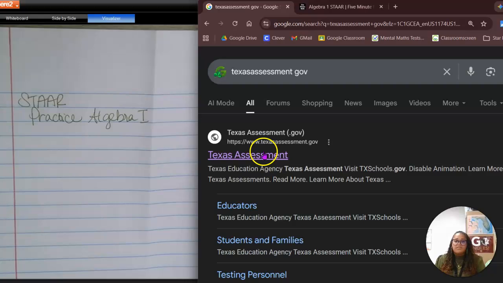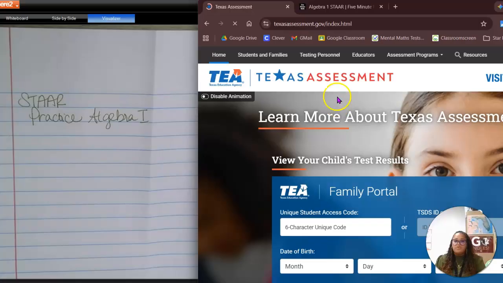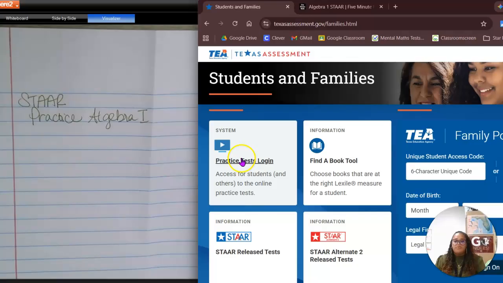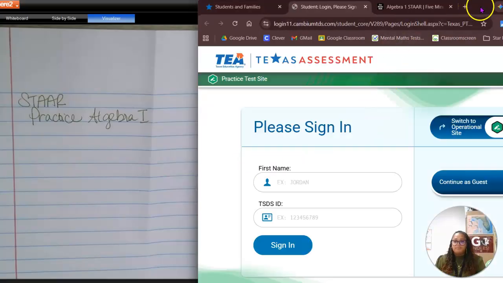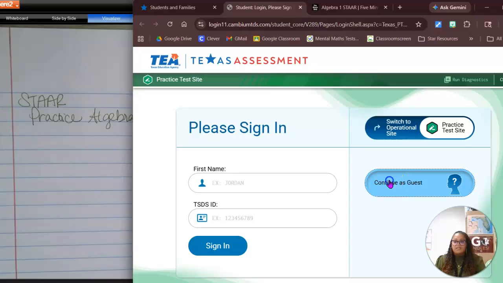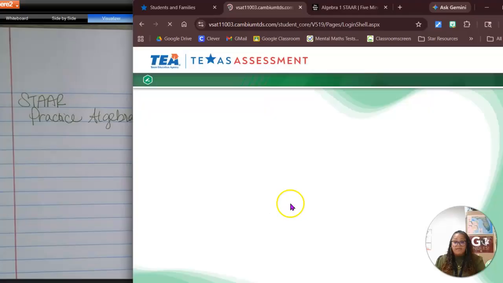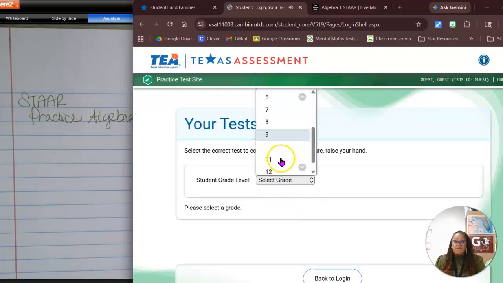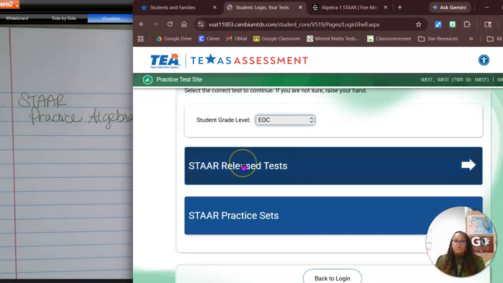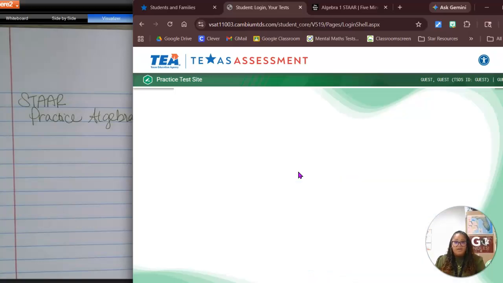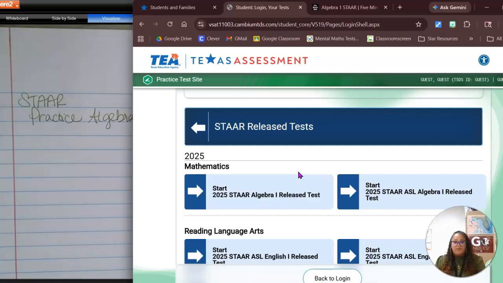So in order to practice the real test at home, you will go to texasassessment.gov and you can Google search it. You will go to students and families and then scroll down to do the practice test login. Once you get there, you'll click continue as guest, a guest session. You don't have a session ID right now. And then you will come here to 9th grade, or you can click EOC, and we'll do STAAR released test because we want to see what they have given us to go over, and they only have the 2025 version.